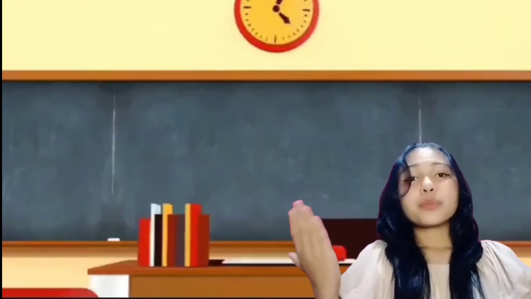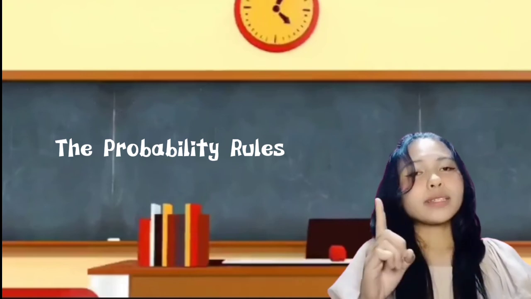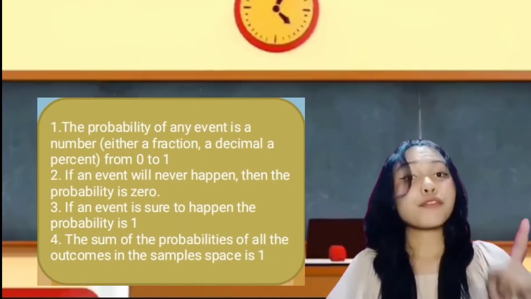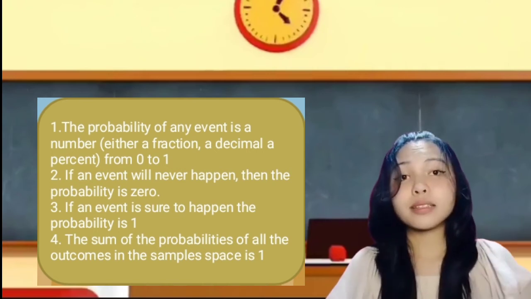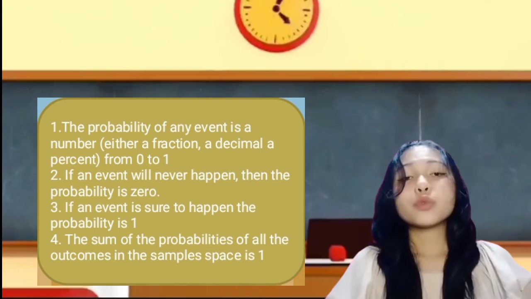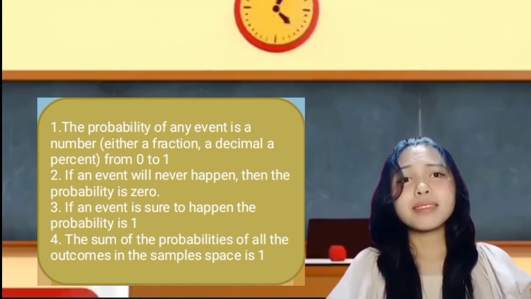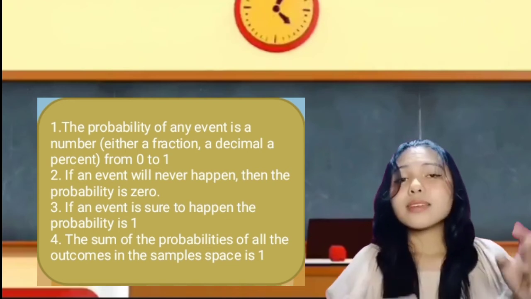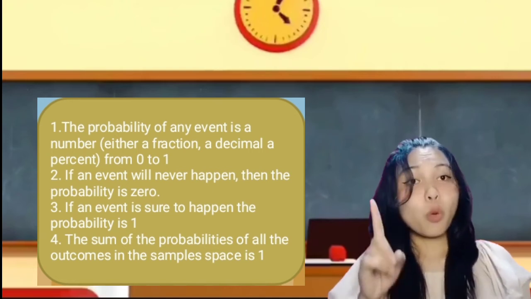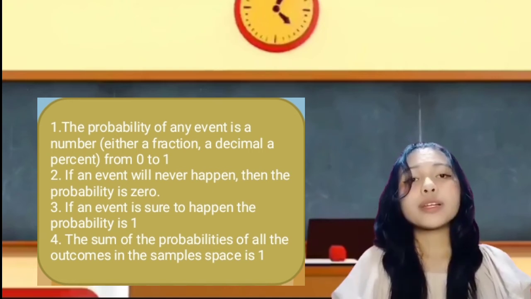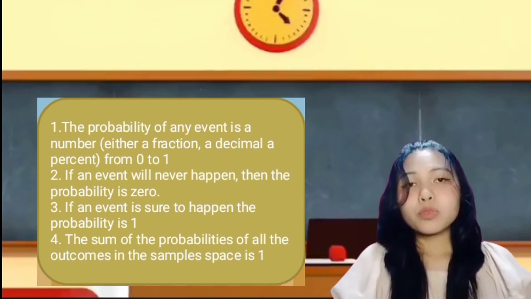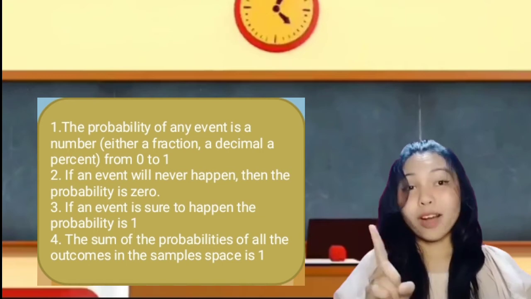So we have here the probability rules. 1. The probability of any event is a number, either a fraction, a decimal, or a percent, from 0 to 1. 2. If an event will never happen, then the probability is 0. 3. If an event is sure to happen, the probability is 1. And number 4, the sum of all the probabilities of all the outcomes in the sample space is 1.